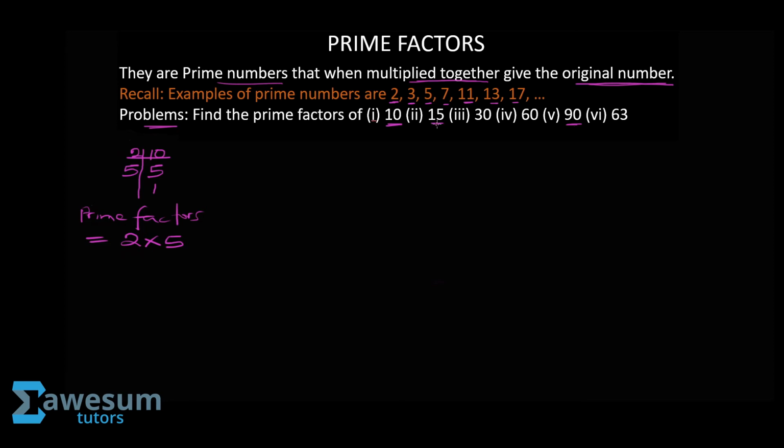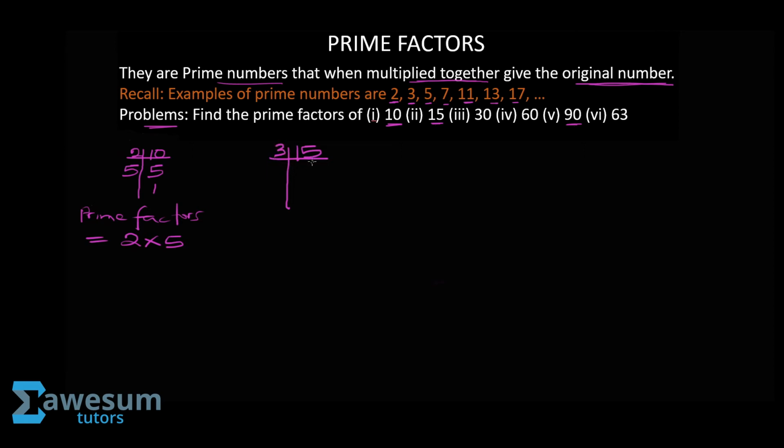What about prime factors of 15? You will do the same thing. This is 15, right? So if you want to try the smallest prime number, that is 2. But can 2 divide 15 without a remainder? No, it's going to be giving you 7.5. But what about the next number? The next number is 3.